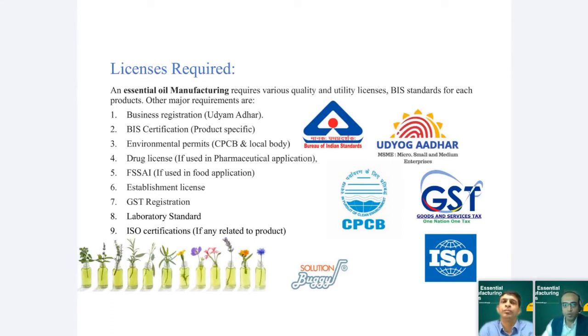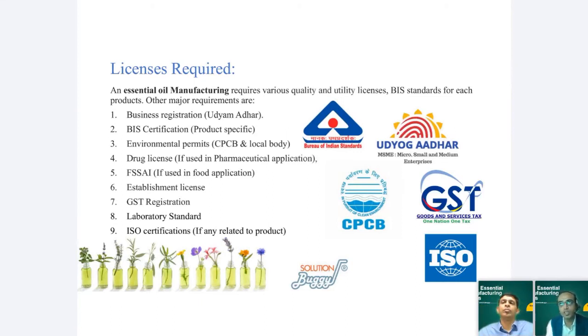What are the licenses required for this? First of all, the business needs to be registered. Definitely, the Udyog Aadhar or Udyam Aadhar is compulsory. Then coming to the BIS certification, which is product specific. Whichever products you want to manufacture, the product-specific BIS certification is there.